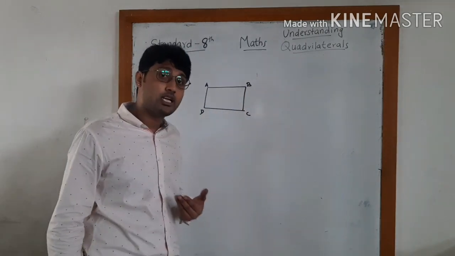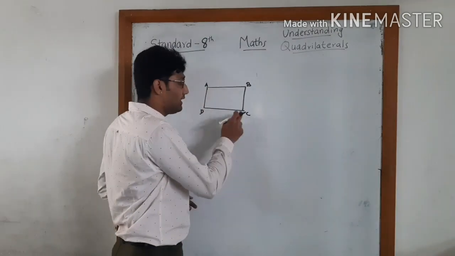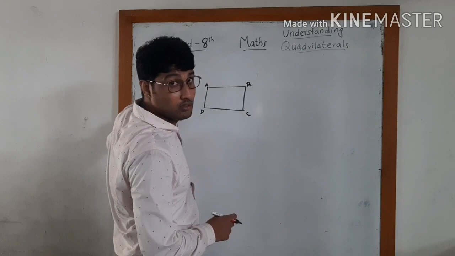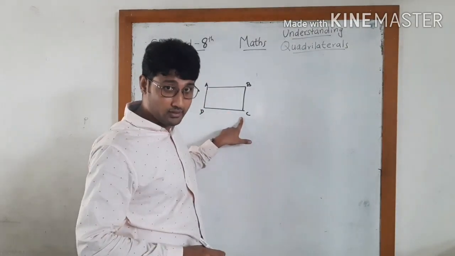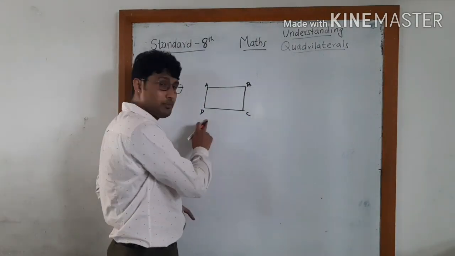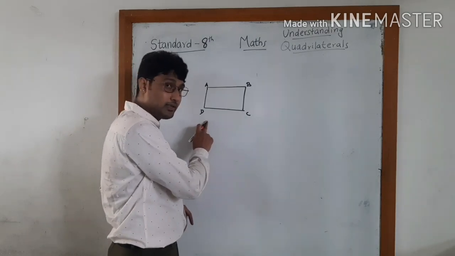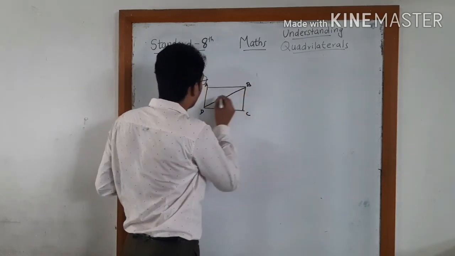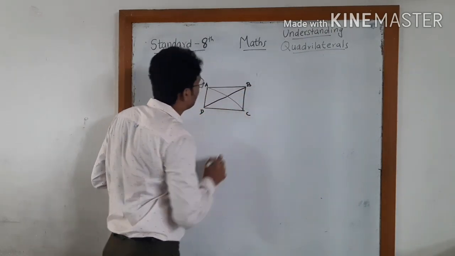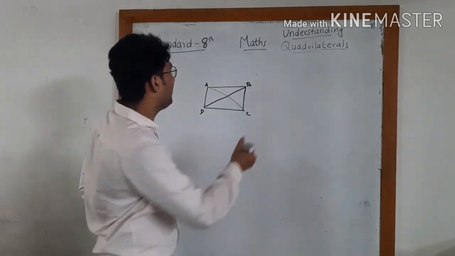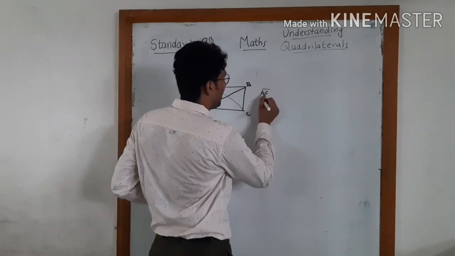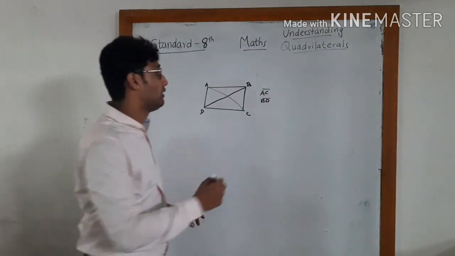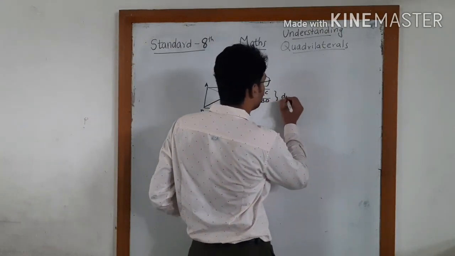Which are the pairs which are not adjacent vertices? A and C, because adjacent is D and B for both. So A and C are non-adjacent vertices. Similarly, B and D, they are non-adjacent vertices. If I join B and D and if I join A and C, the line segments which I get, AC and BD, they are called diagonals of this polygon. They are the diagonals.